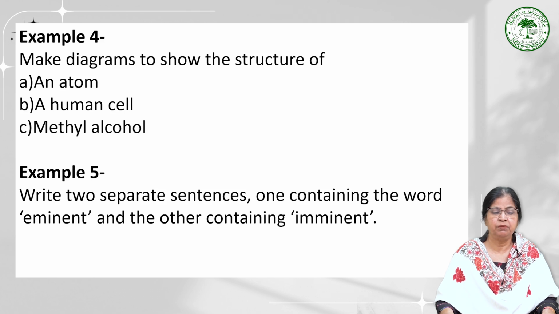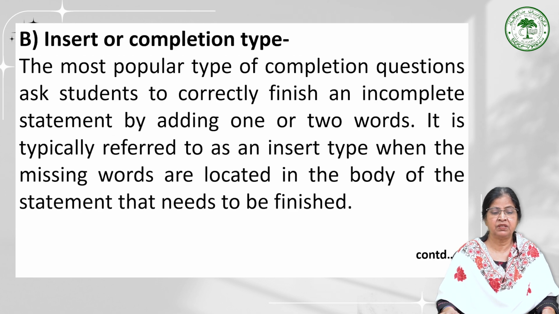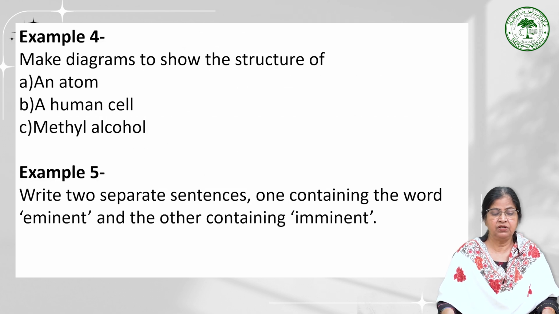Example 4, make diagrams to show the structure of an atom, a human cell, methyl alcohol. So, what you have to do here? You should make a diagram just to show the structure of an atom, a human cell, methyl alcohol. Example 5, write 2 separate sentences, one containing the word eminent and the other containing imminent. This is the kind of example 5 that you have to do.